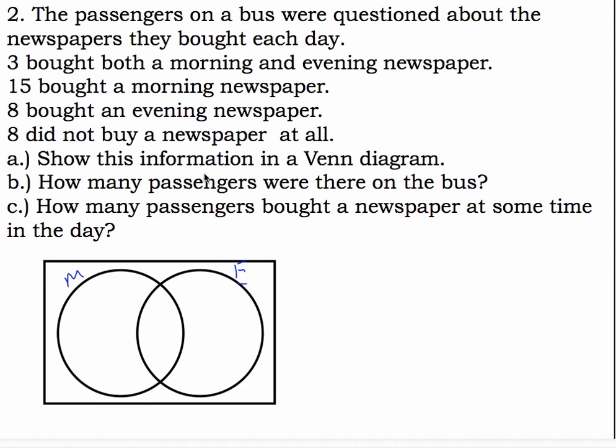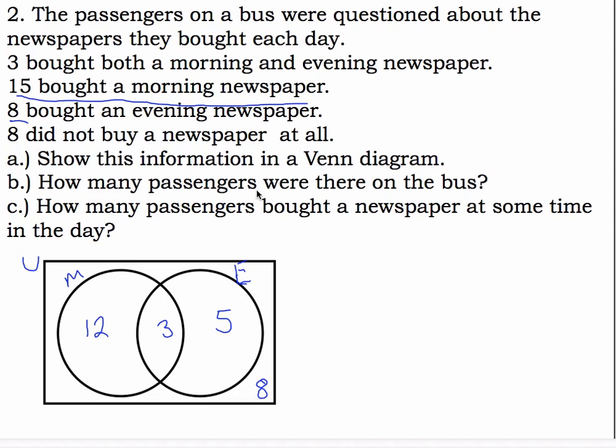Let's put these numbers in. 3 bought both. Now 15 bought a morning newspaper, but 3 bought both, so you put a 12 in here, thus 12 had just the morning newspaper. And 8 bought an evening newspaper. 3 bought both, so 5 more people bought just an evening newspaper. And 8 didn't buy anything at all, so 8 would be outside these two circles, but still within the universal set, right? Show this information in a Venn diagram.